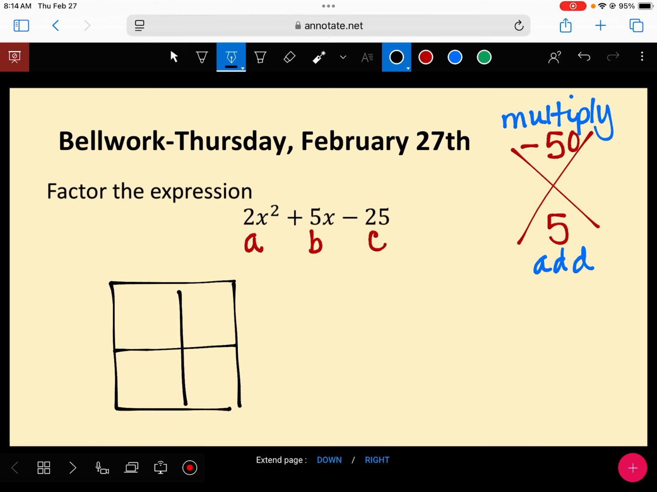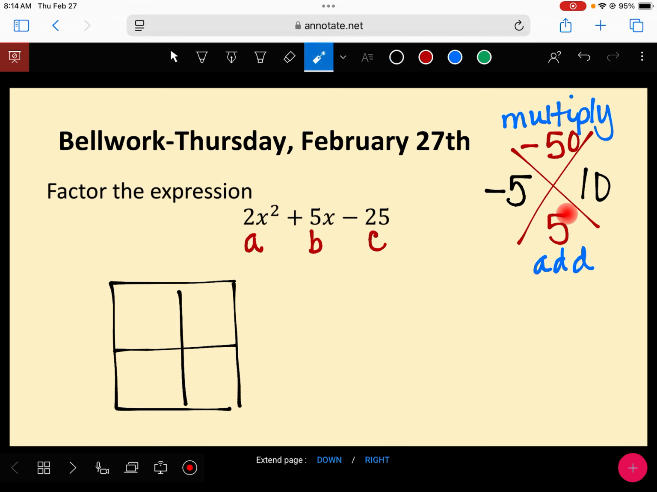So what would be my two numbers? What do you think my numbers would be? 5 and 10. I agree. And which one, though, do you think I'm going to make negative? Because one of those numbers has to be negative. Is it going to be the 5 or the 10? It's going to be the 5, yeah.